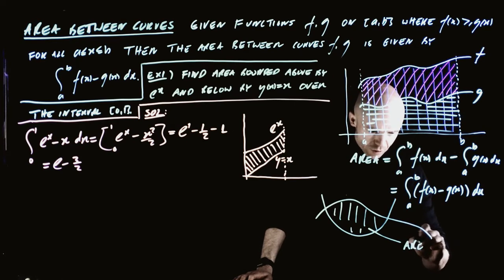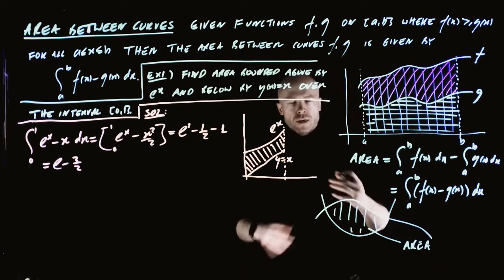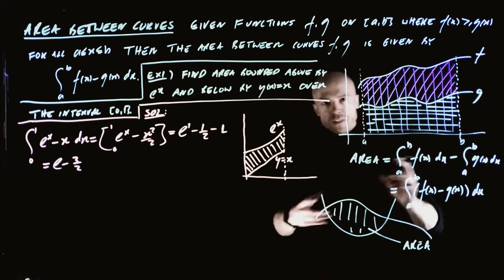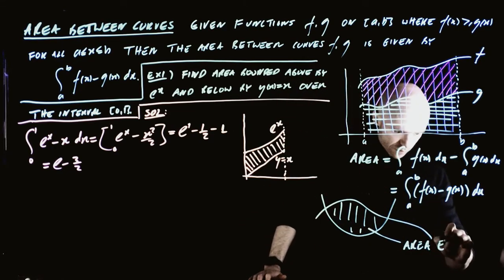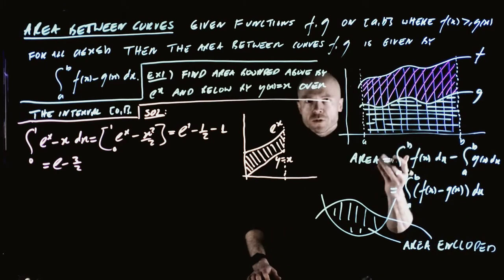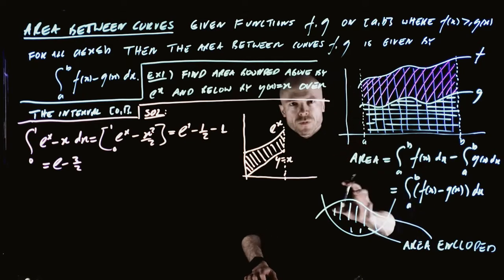When you see these kinds of problems, you will only see one area enclosed by the graphs. Obviously, it's easy to construct examples where there are many, but you'll just see one. Or maybe you'll see more than one, but then they'll specify which one we're trying to figure out. But most of the time, you'll just see one.